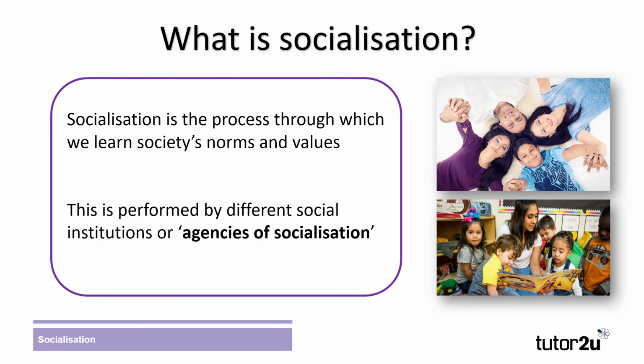One of the key concepts you need to learn in sociology is socialization. But what is socialization? Socialization is the process through which we learn society's norms and values. It's how we learn how to behave in different social situations. For example, how we learn to greet people, how we learn to stand in a queue, or how we learn to eat with a knife and fork. We learn these things and many more through the process of socialization, and this is taught to us through the use of social institutions, what sometimes are referred to as agencies of socialization.